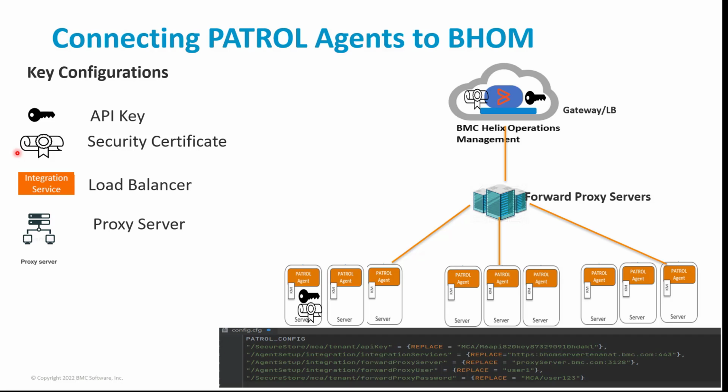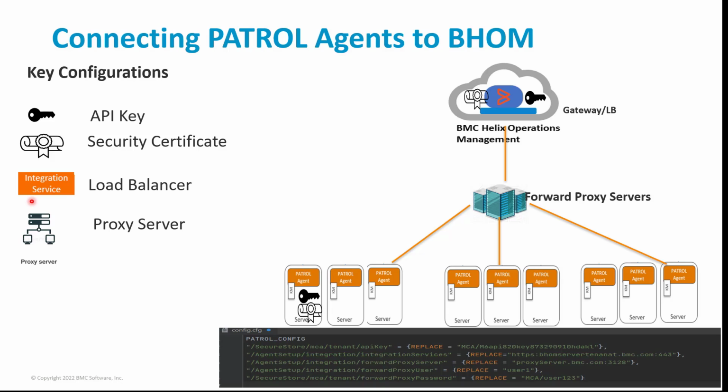The second important configuration is certificate. Certificates allow another layer of secure communication between patrol agents and BHOM. In order to enable agents to communicate with BHOM, the BHOM CA signed certificate will have to be updated on the target patrol agents. The third important configuration is integration service.